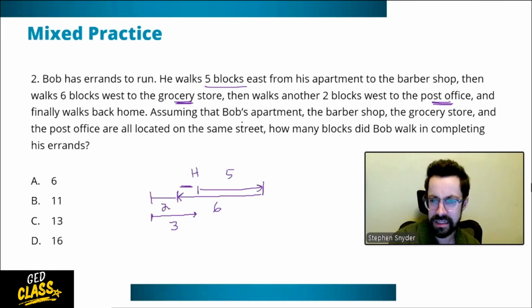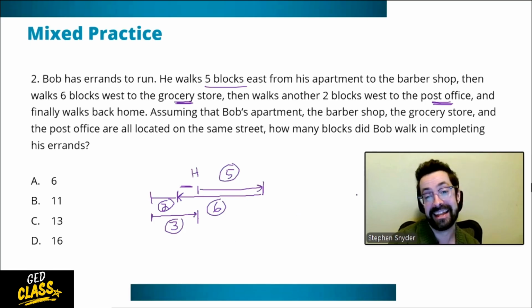Okay, but what are they asking us? Assuming that Bob's apartment, barbershop, the grocery store, and the post office are all located on the same street, and that's a walkable city right there, how many blocks did Bob walk total? Yeah, Miguel, good. I kind of anticipated they might have asked us how far from home was he, because that could be something they asked us. But they're just asking us to add how far my boy walked the whole way. So let's go ahead and add them together.